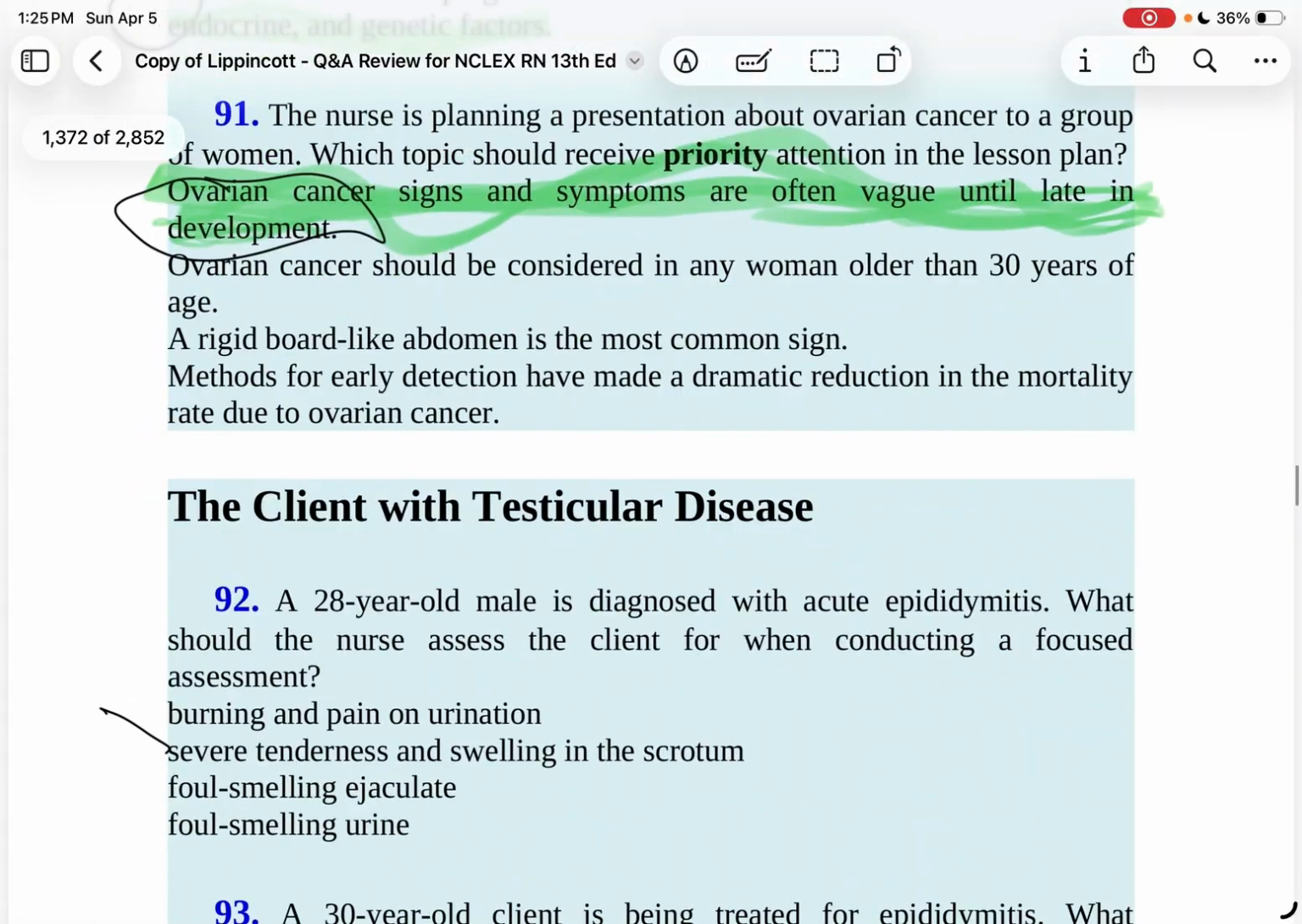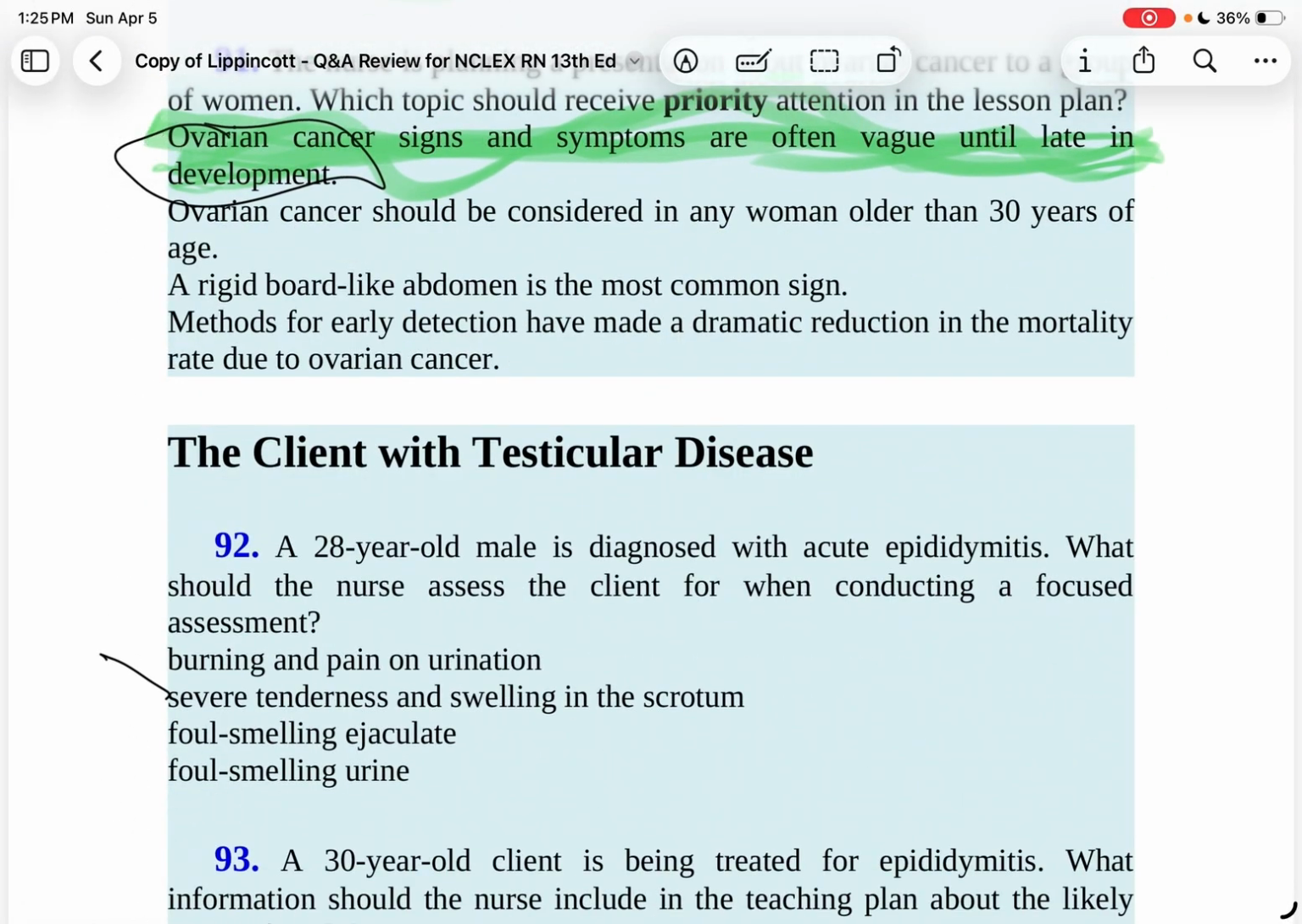A 28-year-old male is diagnosed with acute epididymitis. What should the nurse assess the client for when conducting a focused assessment? Severe tenderness and swelling in the scrotum. Why? Severe tenderness and swelling in the scrotum.